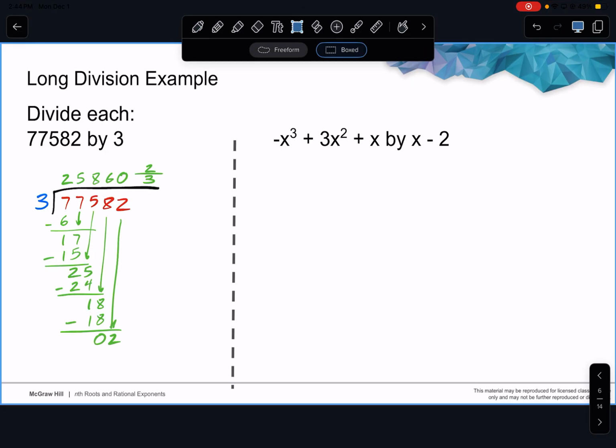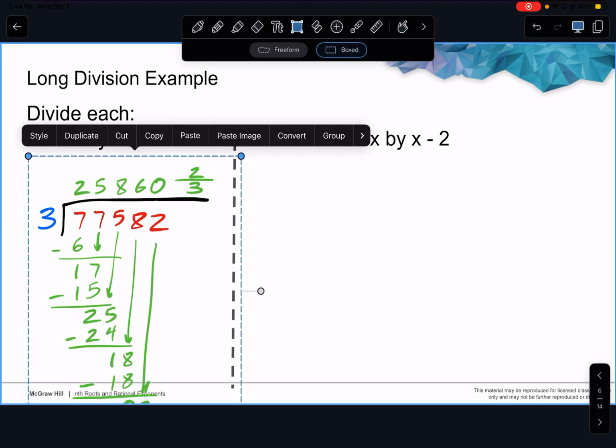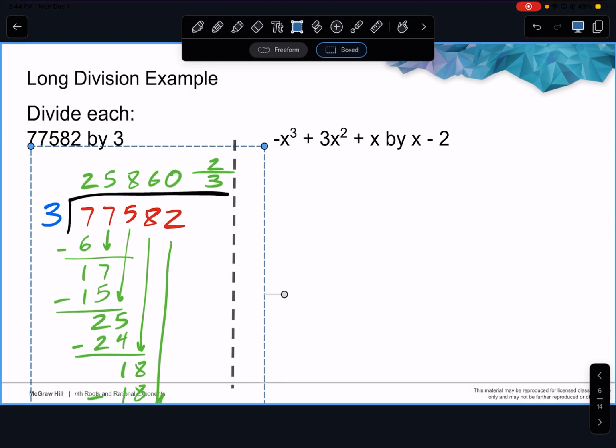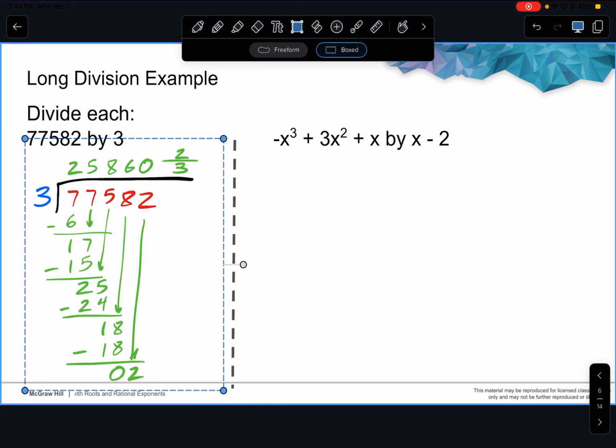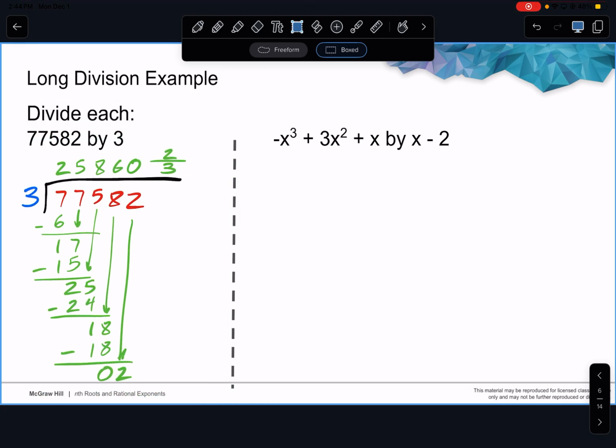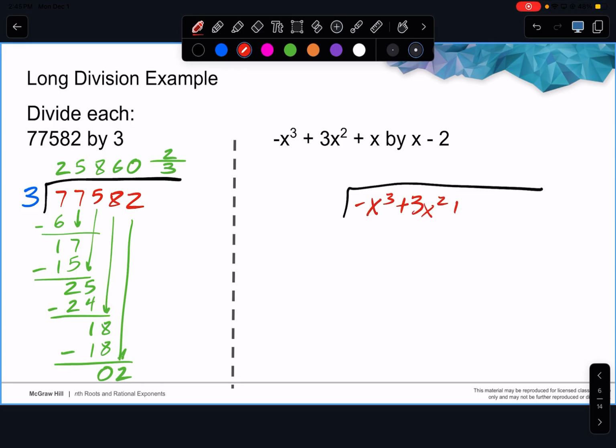Okay. So what I'm going to do over here is copy and paste this process that we used with the previous problem, and I'm going to put that over here, and we can kind of compare. Then on the right, we're going to set this thing up. So again, we have negative x cubed plus 3x squared plus x divided by x minus 2. So the first car goes in the garage. So here's my garage. Negative x cubed plus 3x squared plus x is going to go in here, and we're going to divide it by x minus 2.